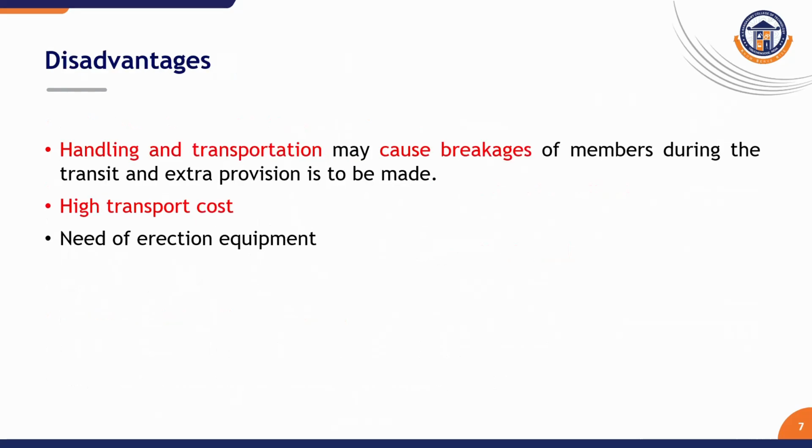The disadvantages of prefabrication are that handling and transportation risks are there, and high transportation cost will also be there. Components may get damaged during transit and require extra precautions. Similarly, transporting large components may have significant costs. Some erection equipment is necessary to erect the components, like cranes, which are necessary for on-site assembly.